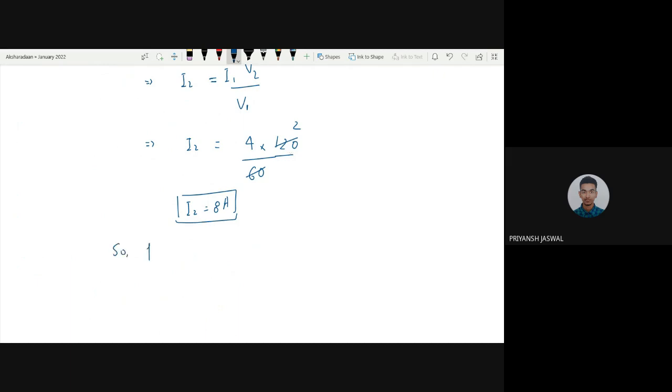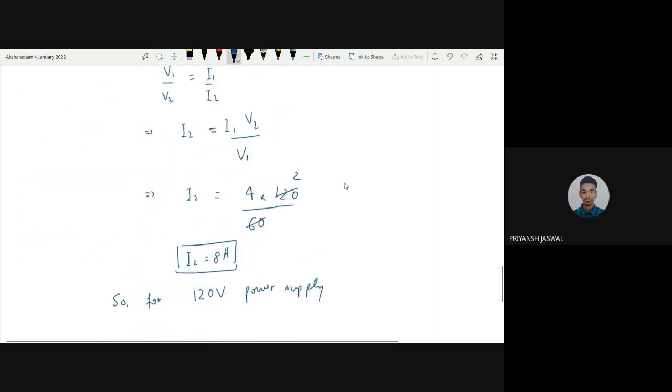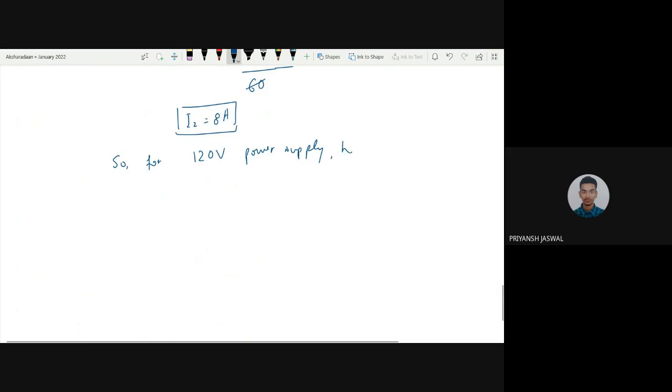So for a 120 volt power supply, our device is a heater. The heater will draw a current of 8 ampere from the source. That is this 120 volt power supply. This is our answer.